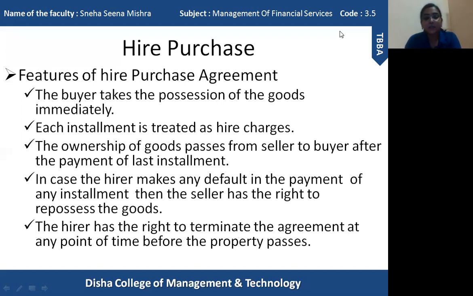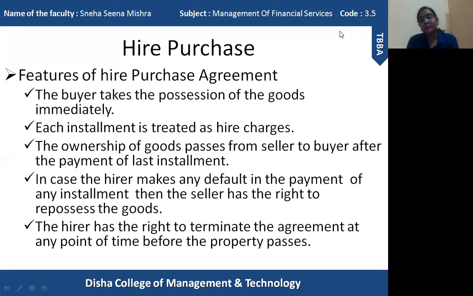Here, the third feature says that the ownership of goods passes from seller to buyer after the payment of the last installment. See, the possession of the goods passes from the seller to the buyer while entering into the agreement, but the ownership of the goods is only passed from the seller to the buyer after the payment of the last installment. So there are 20 installments of a particular property, and the buyer has paid 19 installments.